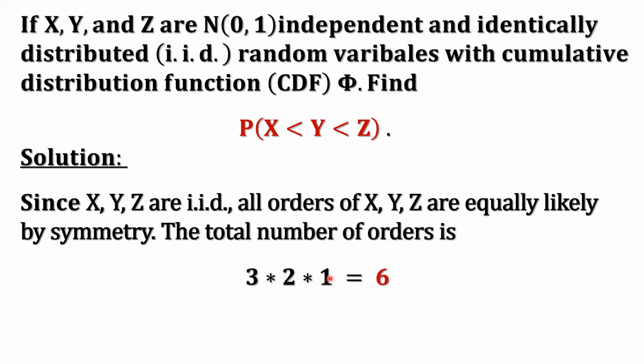So here the total number of orders is 3 times 2 times 1 equals 6. What does this mean? For example, X less than Y less than Z is one kind of order. We can swap X and Y, so Y less than X less than Z is also another kind of order. So all these kinds of orders are equally likely because those three variables are IID.